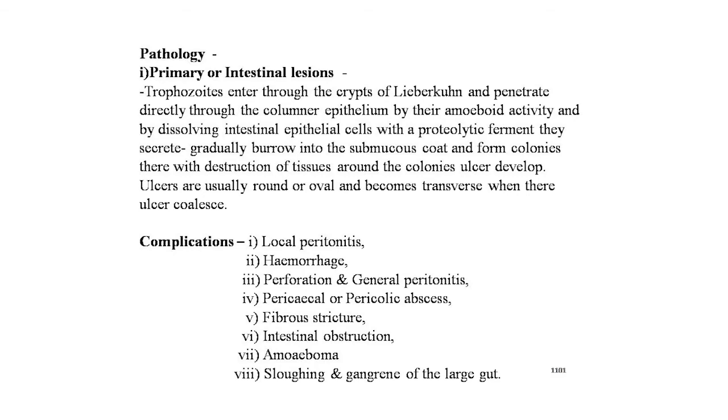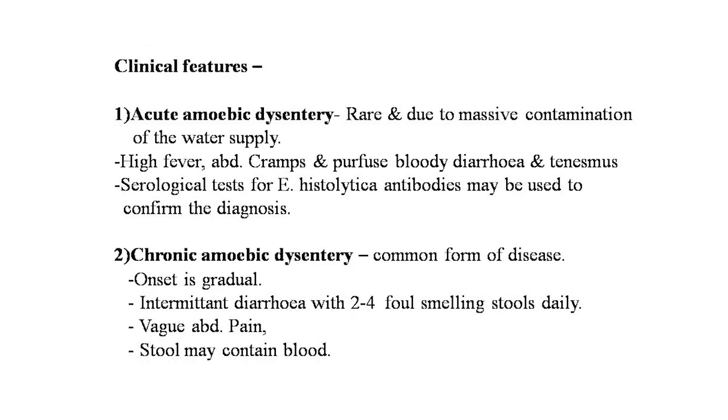Now the complications of this amoebiasis are local peritonitis, hemorrhage, perforation and general peritonitis, pericecal or pericolic abscess, fibrous stricture, intestinal obstruction, amoeboma, sloughing and gangrene of the large gut. Now the clinical features of amoebiasis are: one, acute amoebic dysentery, and second, chronic amoebic dysentery. Acute amoebic dysentery is rare and due to massive contamination of water supply, with high fever, abdominal cramps and profuse bloody diarrhea and tenesmus. Serological test for Entamoeba histolytica antibodies may be used to confirm the diagnosis.